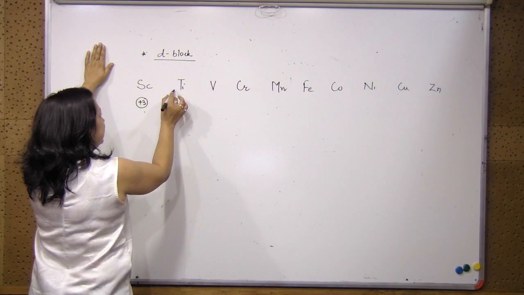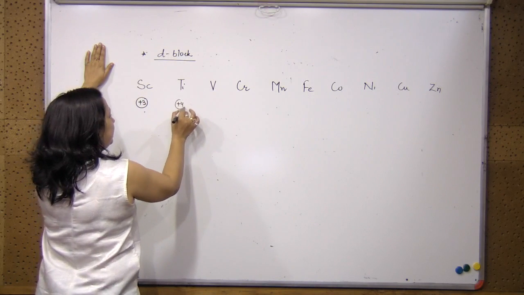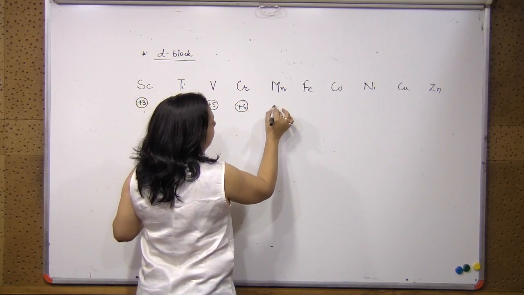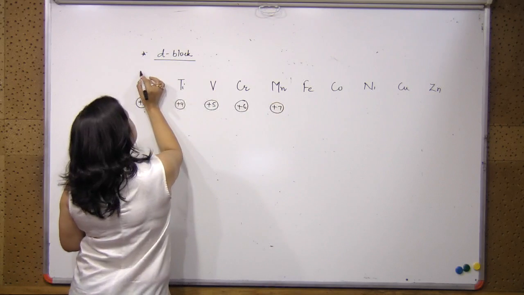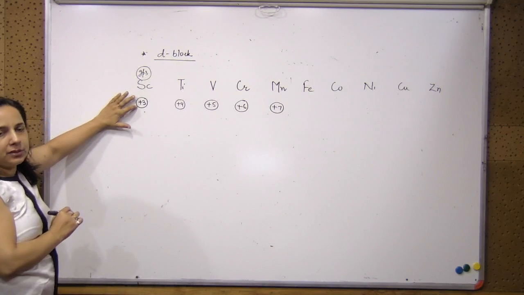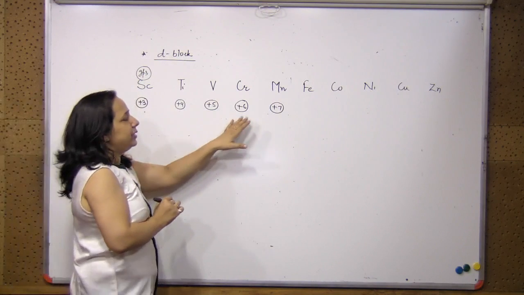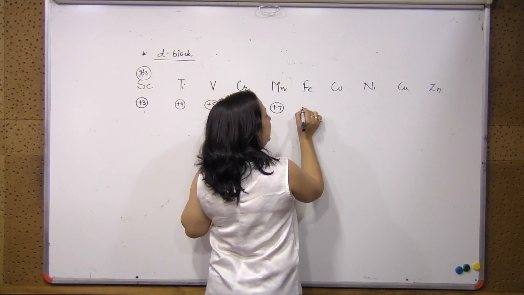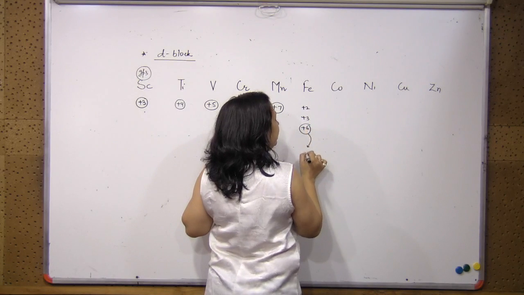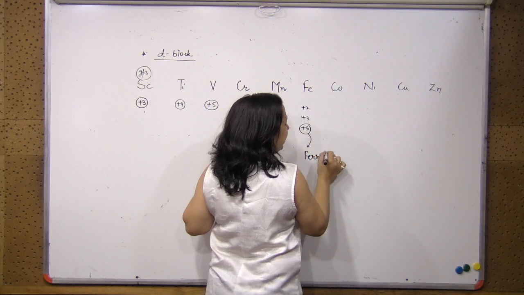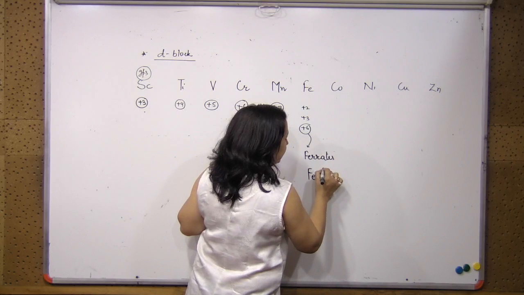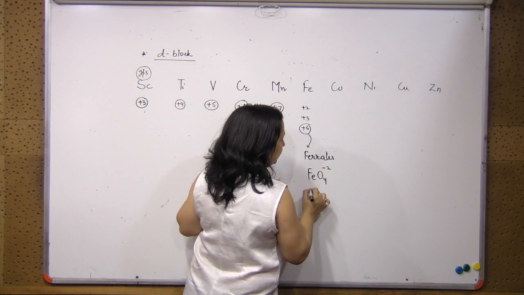Now learn it as +4, +5, +6, +7. Scandium is group number 3. You must remember it as group number 3, maximum is +3, then +4, 5, 6, 7. Iron shows +2, +3 and +6, and +6 is in ferrates only. It is only in ferrates. Ferrate is FeO4 with charge -2.